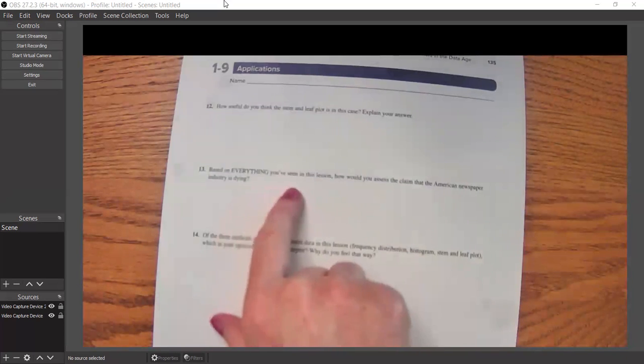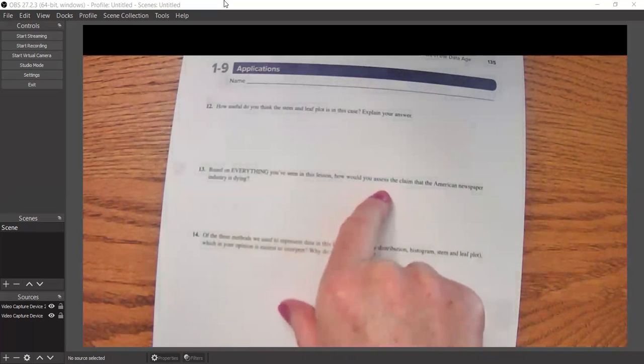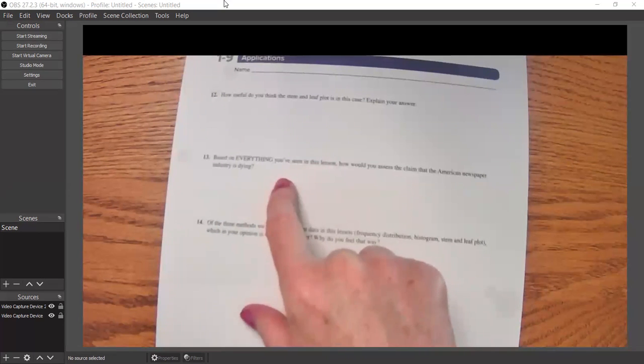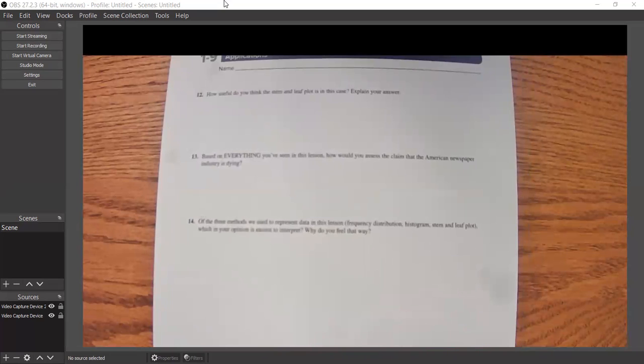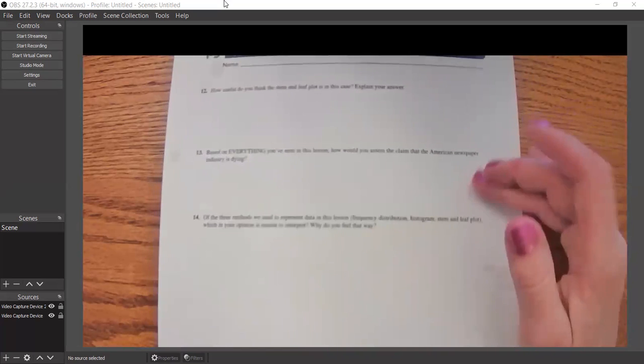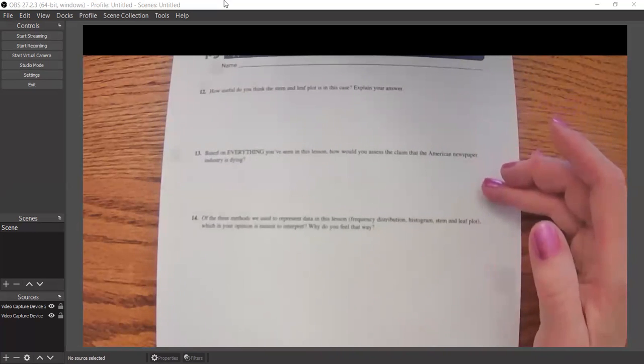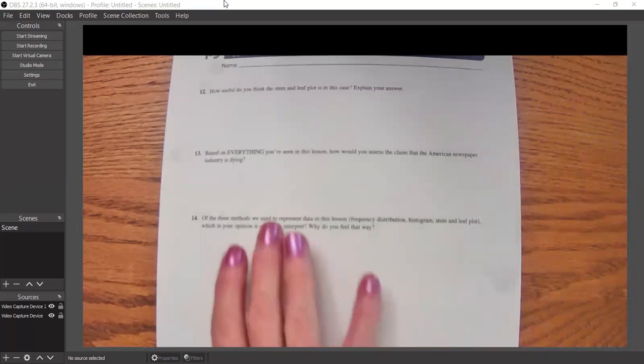And based on everything you've seen in this lesson, how do you assess the claim that the American newspaper industry is dying? Well, your answers may vary here. You might say because the ad revenue went down significantly, maybe people aren't buying papers. We didn't really track any one newspaper over a long period of time, so it's hard to say. Whatever results you want to draw from the data are fine. It's just to get you to think about it.